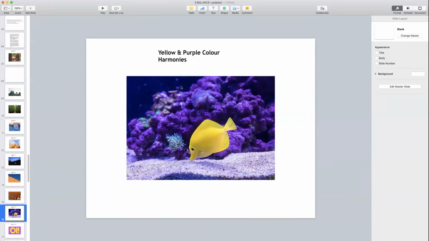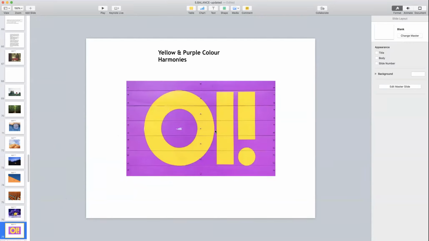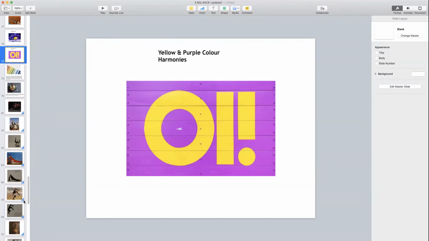Now there's another, yellow and purple. So against a purple background, you see this yellow fish. And again, a shade of purple, you see this yellow color text. So these are a few examples of the color harmony which we were talking about so far. These are the things which you need to remember.